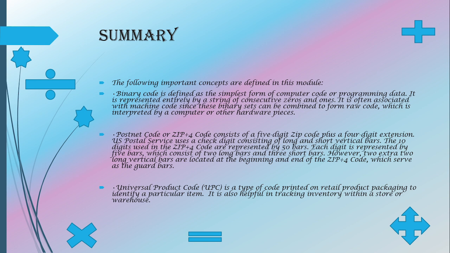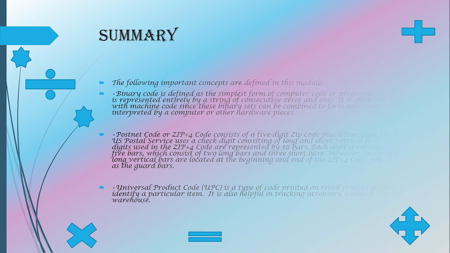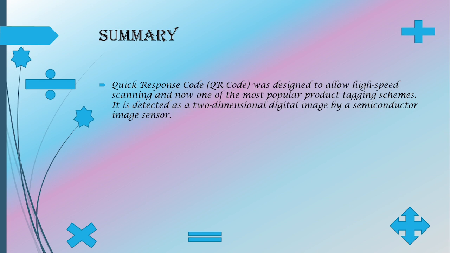The UPC code is a type of code printed on retail product packaging to identify a particular item. It is also helpful in tracking inventory within a store or warehouse. The Quick Response Code was designed to allow high-speed scanning and is now one of the most popular product tagging schemes. It is detected as a two-dimensional digital image by a semiconductor image sensor.